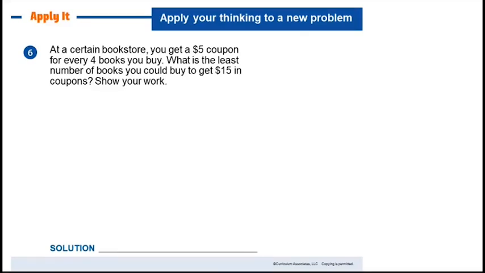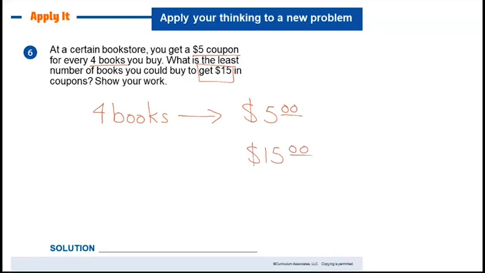So here is one way I could think about it. Every 4 books gives me a $5 coupon. They gave me that information. $5 coupon for 4 books. I want to get $15 in coupons. Without me even setting up the messy fraction proportion ratio equations, I can look at this and figure out, I get $5 here, but I want 15. What do I have to multiply 5 by to get to 15?